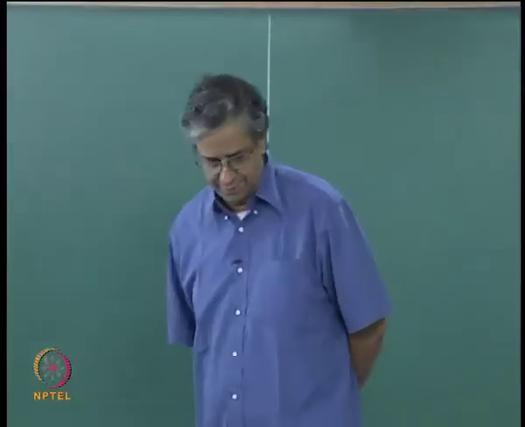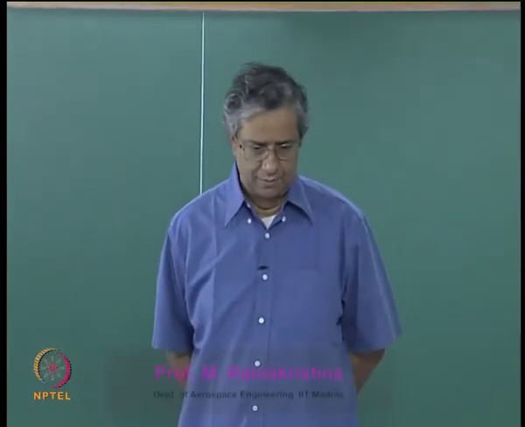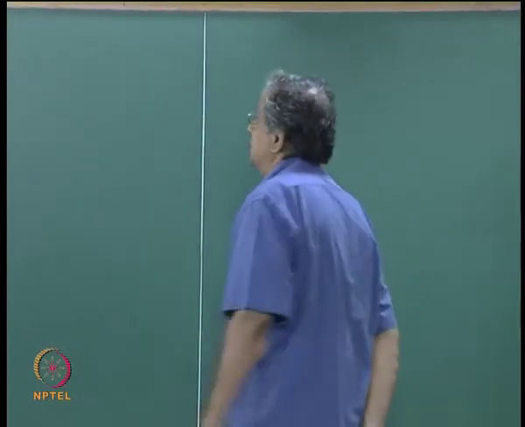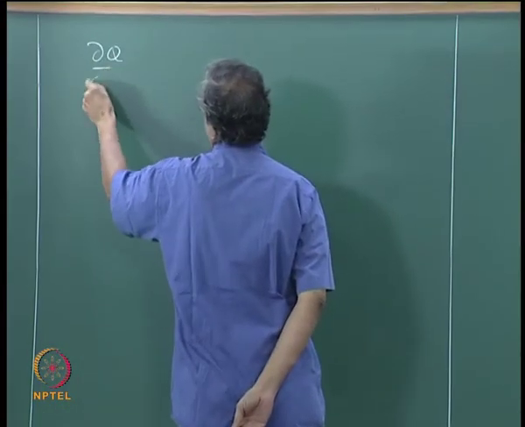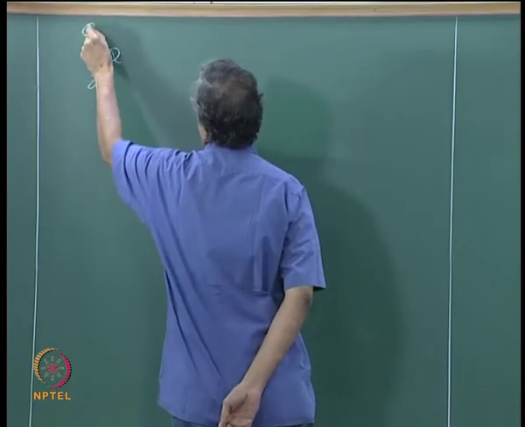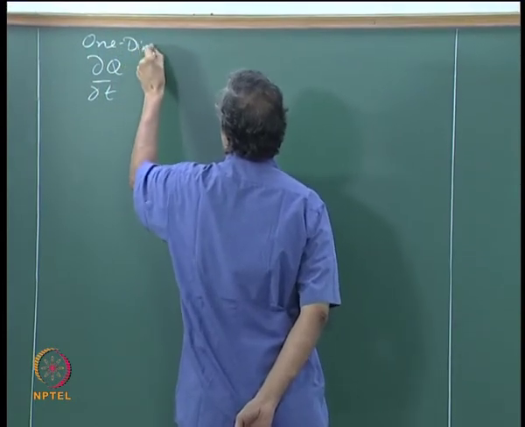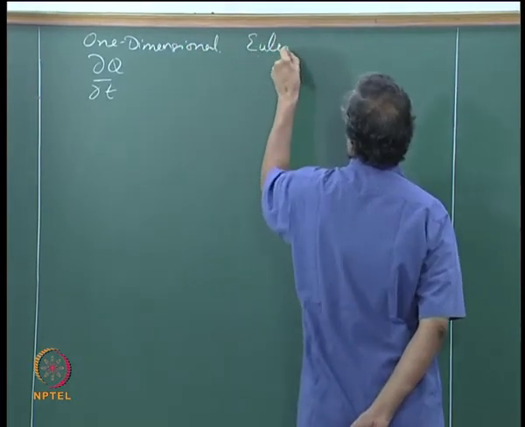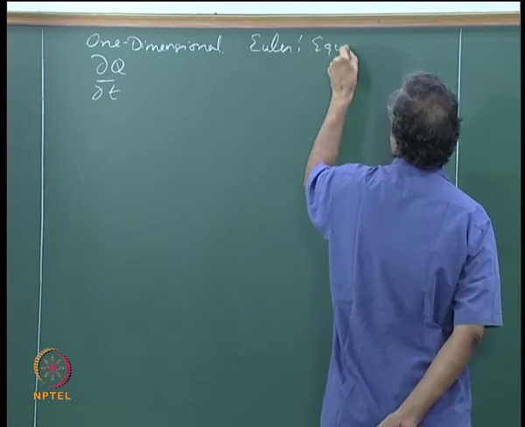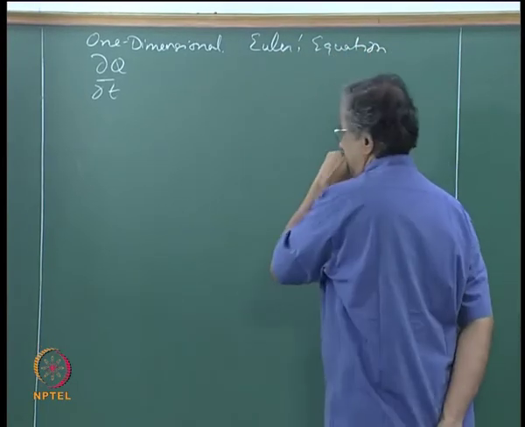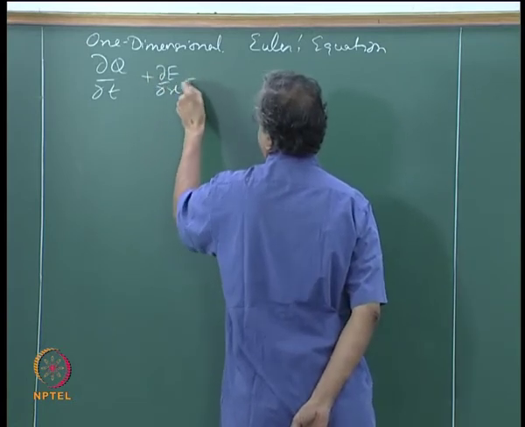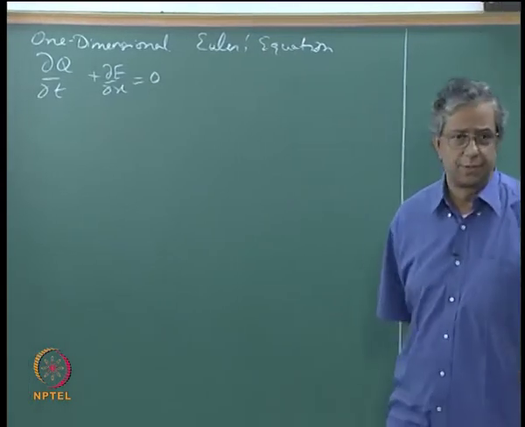In the last class we started looking at one-dimensional flow. I think we have derived the equations, right? So the equation that we got, this is one-dimensional, we will just write one-dimensional Euler's equation: dou Q dou t plus dou E dou x equals 0.